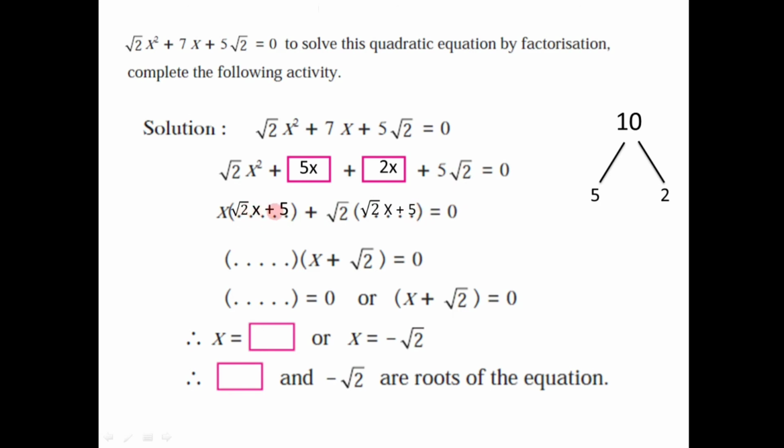So again root 2x plus 5, these two brackets are equal here, so that should be taken in the first bracket, that is root 2x plus 5. In the second bracket we have x plus root 2, that is the remaining two terms, that is equal to 0. Now as the product of these two is equal to 0, that means any one of them must be 0. It is either root 2x plus 5 is equal to 0 or x plus root 2 is equal to 0.